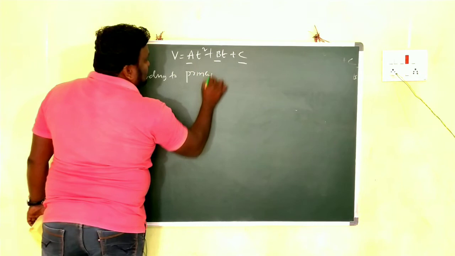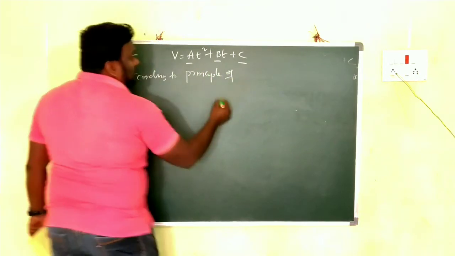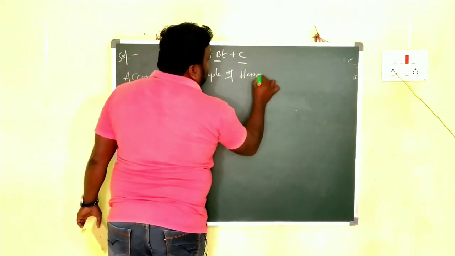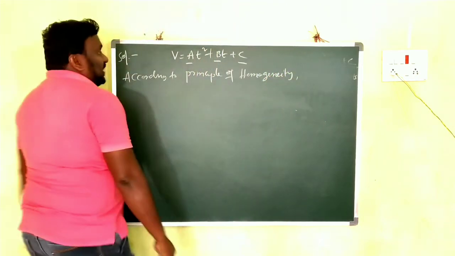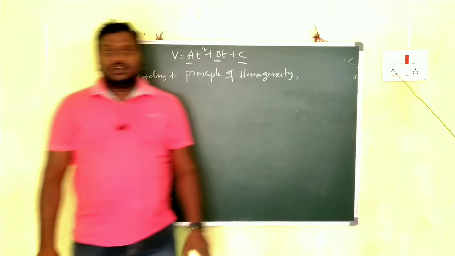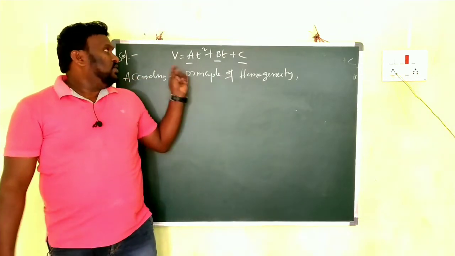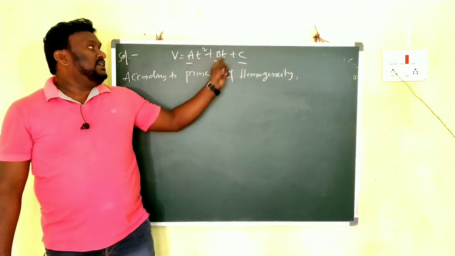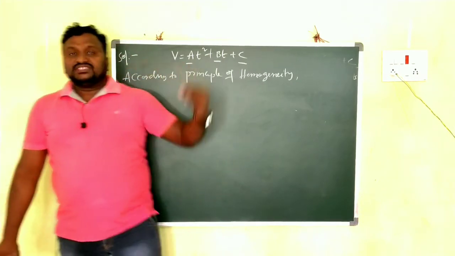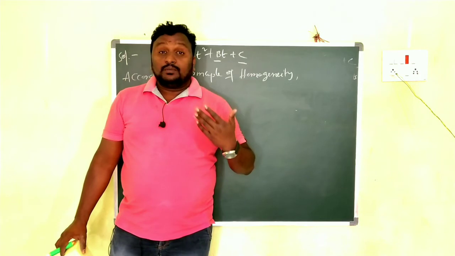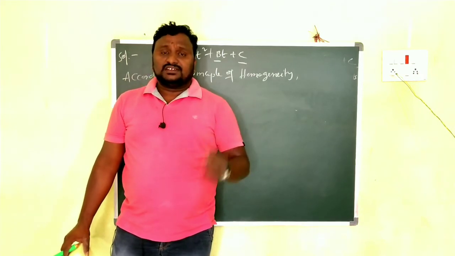the principle of homogeneity, here one equation is there, that is v = at² + bt + c. So that means here it is an addition, what I just told you.